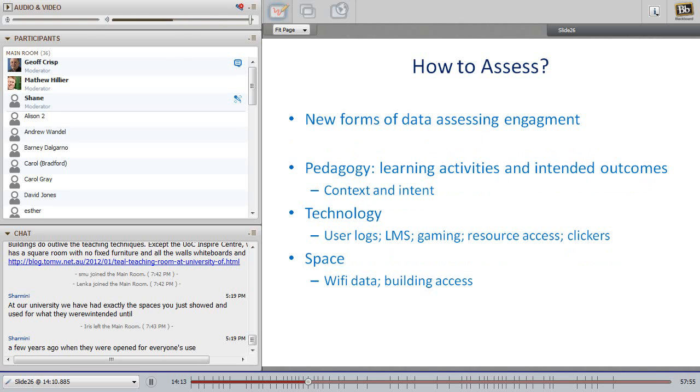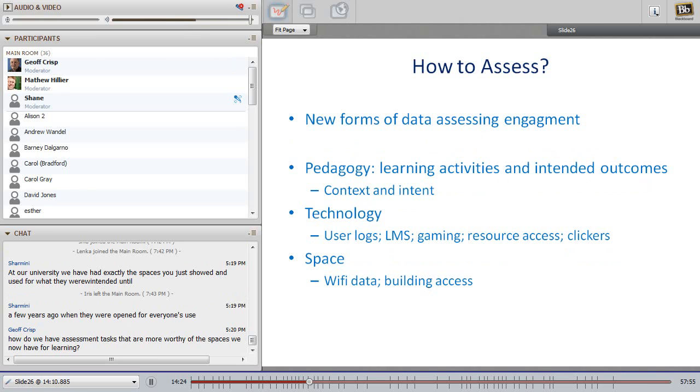So we have new forms of data, and apologies for the spelling error on the slide, that we can start to use to assess engagement. Through the pedagogy, we can look at learning activities and the intended outcomes, what's the context and intent, and with most universities now, through the regulation process, we will have some capture of that.